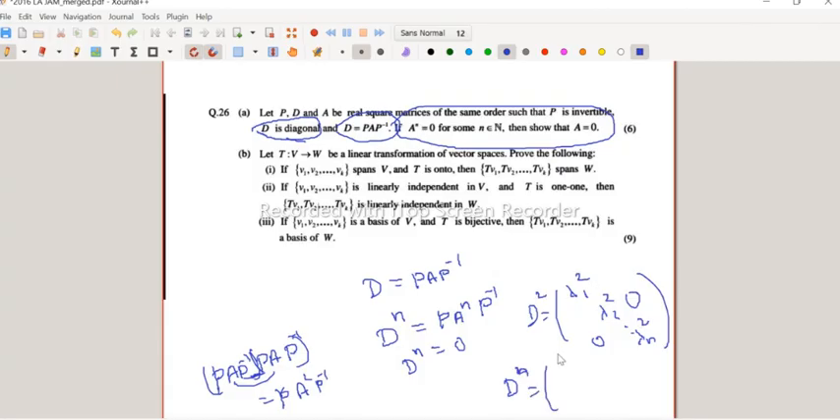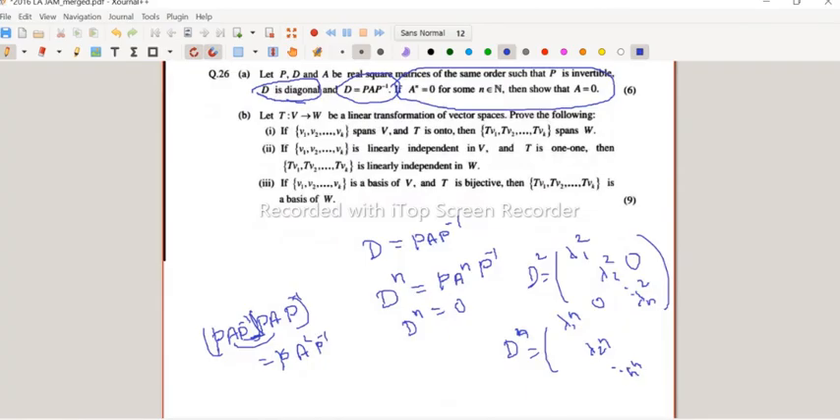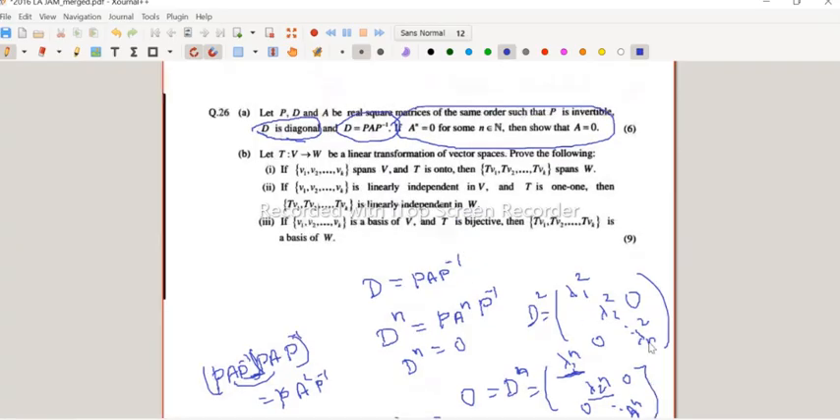So D power n is nothing but again lambda 1 power n, lambda 2 power n, etc., lambda n power n. All others are 0. Now we prove that this D power n equal to 0. That means lambda power n equal to 0. That means lambda 1 should be 0, and lambda 2 should be 0. So everything is 0. Now the D should be 0. Finally, if D power n equal to 0, then we can say that D should be 0. Okay. Now D equal to 0.